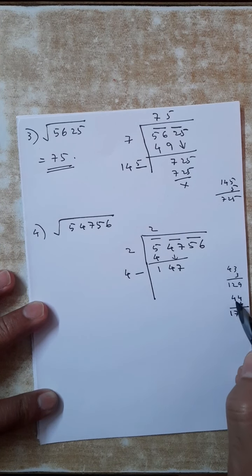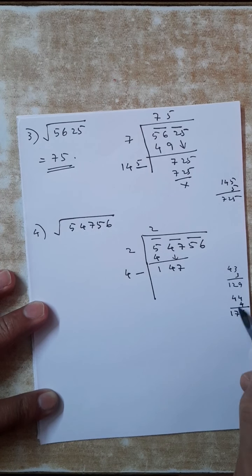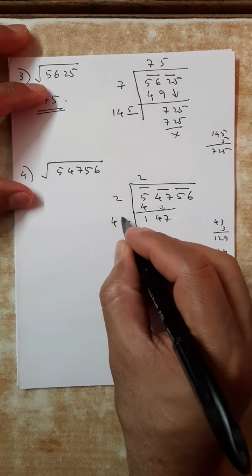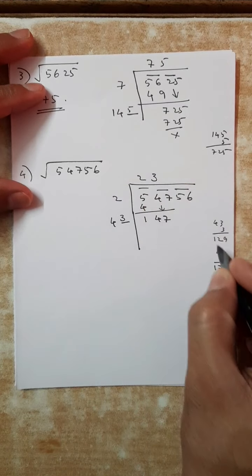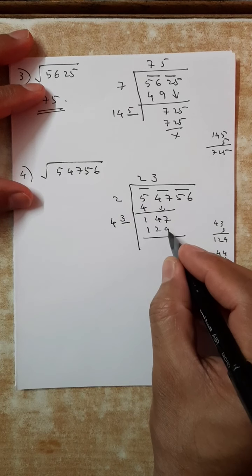176 is not going. Why? Because 4 4s are 16. Here 14 only. That you will understand after you get to practice. So we can write 3. 43 into 3 is 129. Now subtraction.